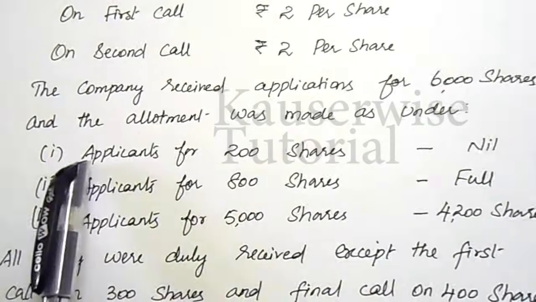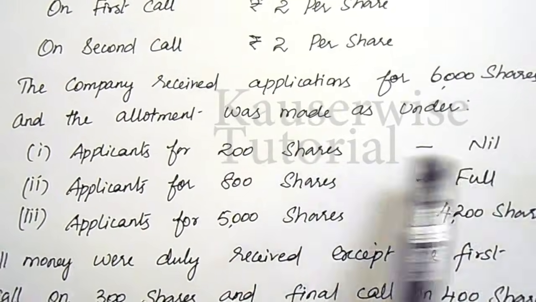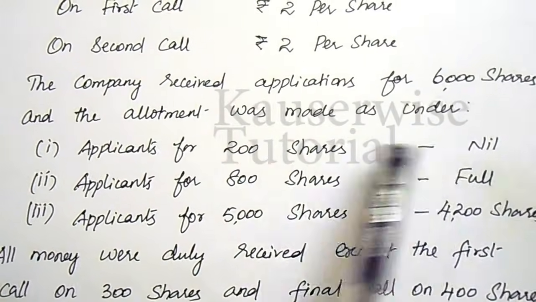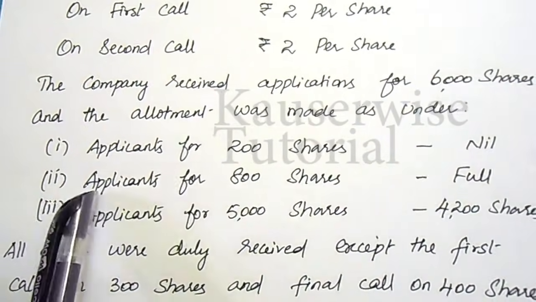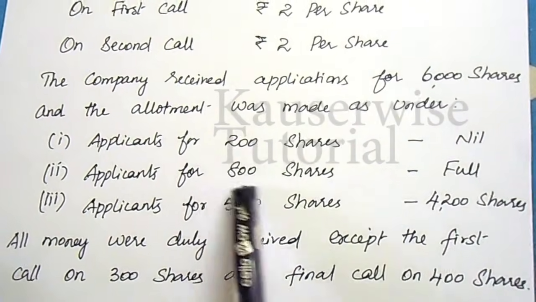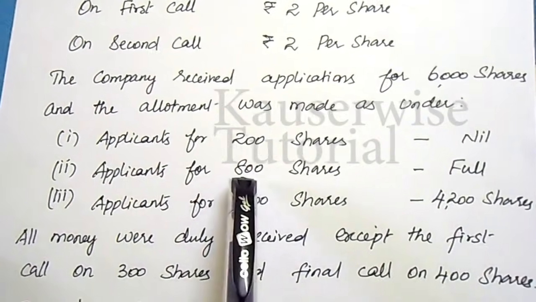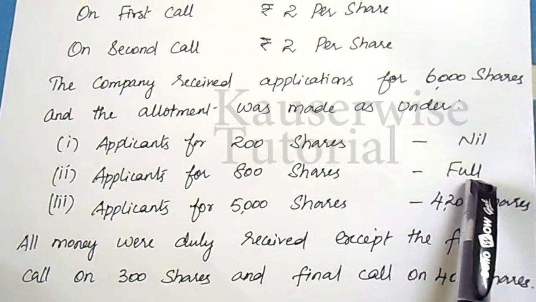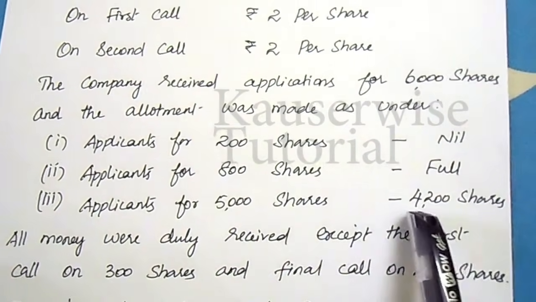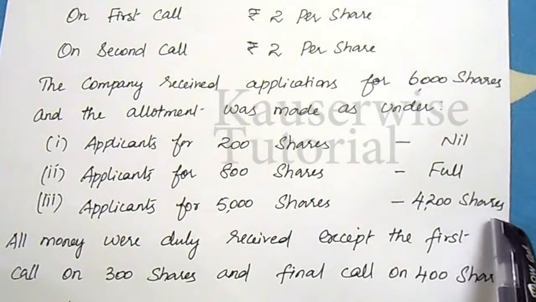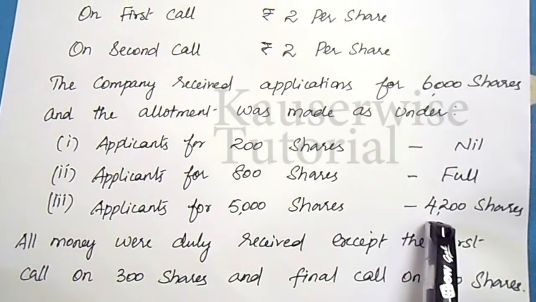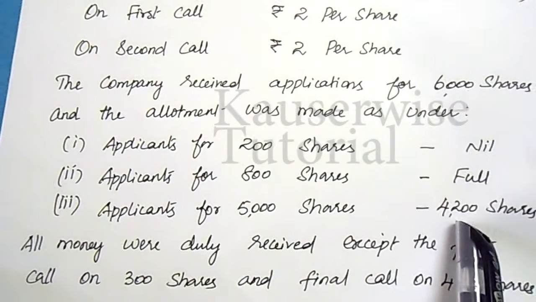The first one is applicants for 200 shares, nil, which means the entire 200 shares rejected. They didn't allot any shares to the first category. And second one, applicants for 800 shares, fully. The entire 800 shares applied by the applicant, no, the entire shares were fully allotted to them. Okay. And the last one is applicants for 5,000 shares. They have allotted 4,200 shares. So totally here 800 shares allotted, here 4,200 shares allotted. Totally 5,000 shares allotted.